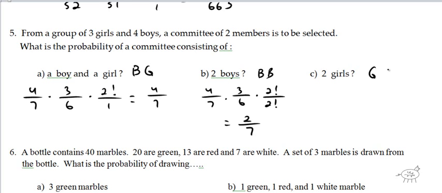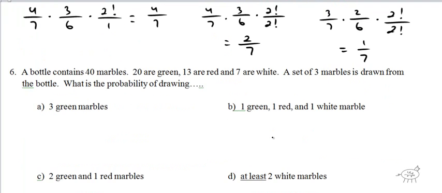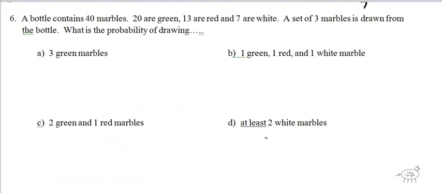And the last one is girl, girl. So it's going to be 3/7 times 2/6. And then, of course, that's 2 factorial over 2 factorial, because it's 2 letters, and they're both being repeated. And we get 1/7. Okay? Not bad. Let's look at number 6 here.